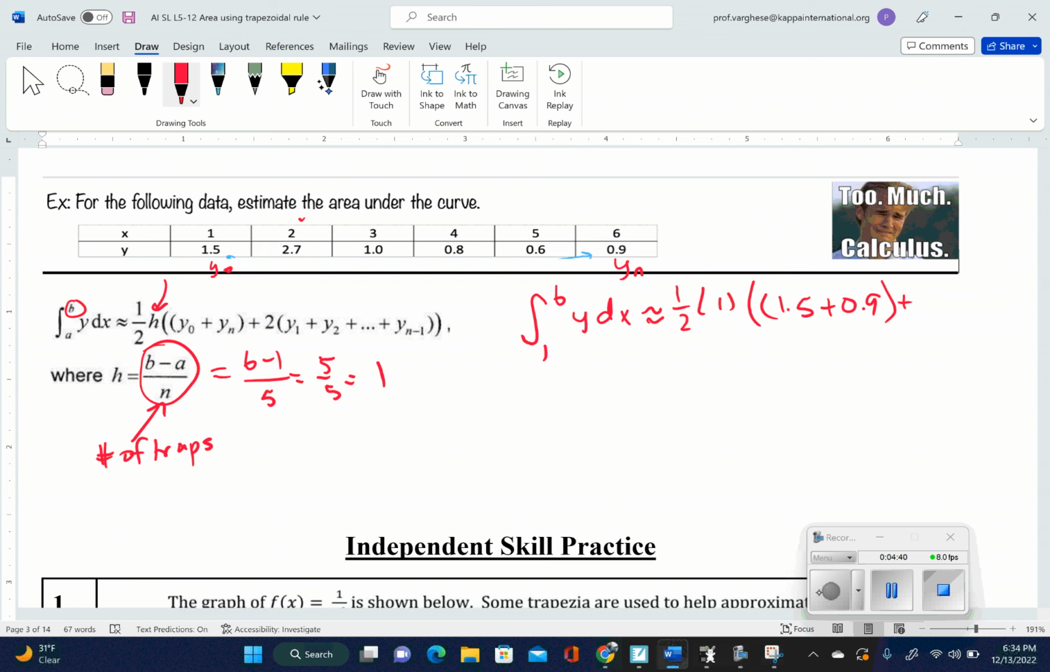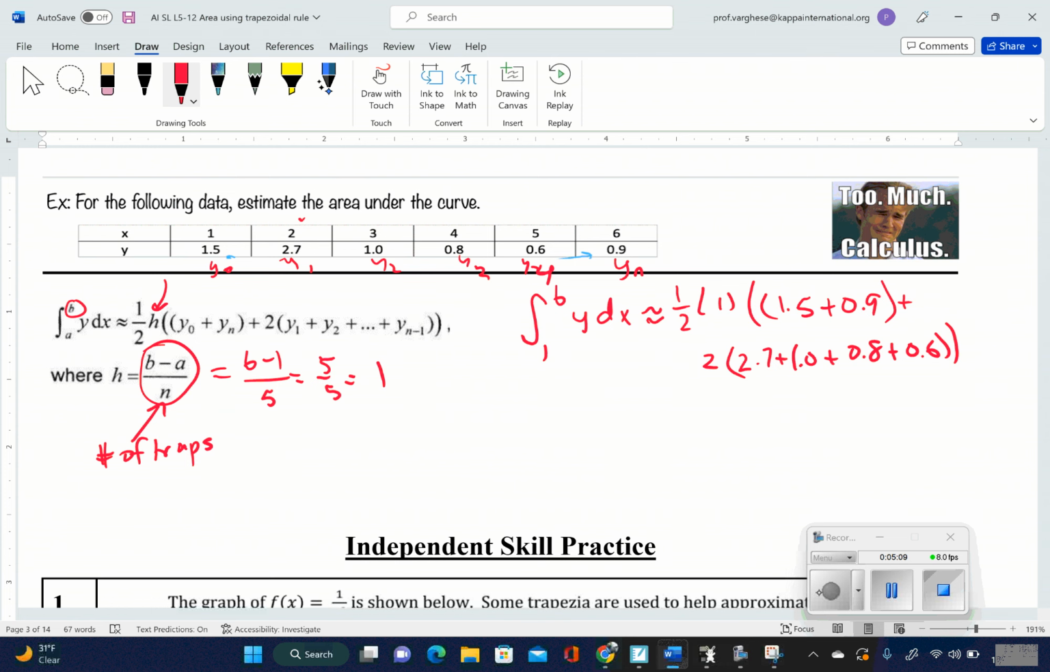And then I'm going to continue my function right here on the bottom, 2 parentheses, and I'm going to write down all the rest of it. So y1, y2, y3, and y4. So I'm going to put 2.7 plus 1.0 plus 0.8 plus 0.6. Okay, let's close that and close the bigger one that I opened here.